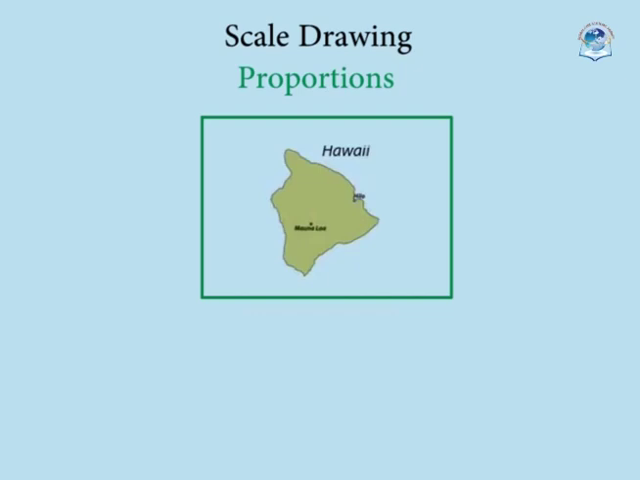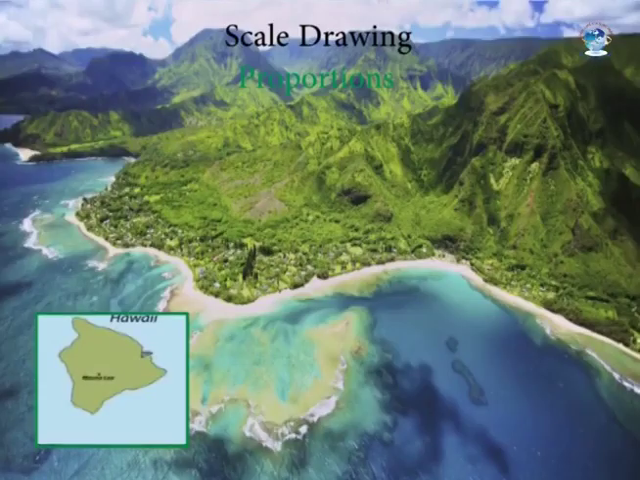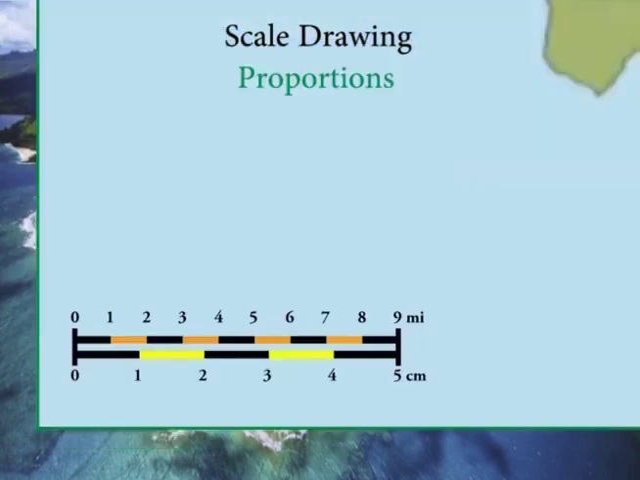For example, this map of Hawaii is much smaller than the actual Hawaii. But even though the map is smaller, it's still proportional to the real Hawaii. And it even has a scale on it to show the relationship between the two sizes. This is an example of what we call a linear scale. This means that 5 centimeters on the map represent 9 miles on the ground.